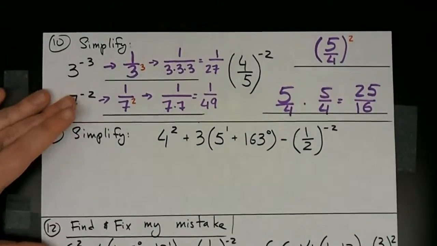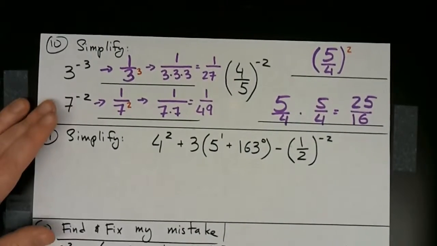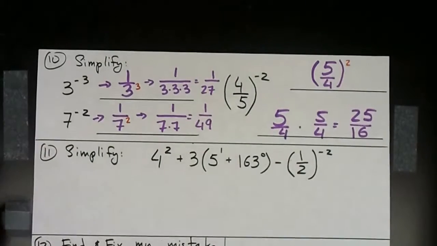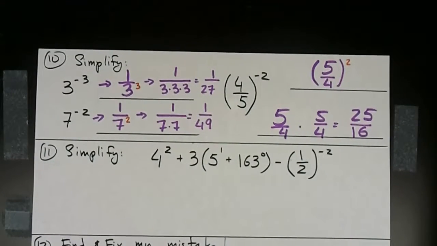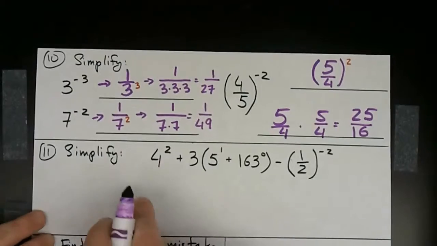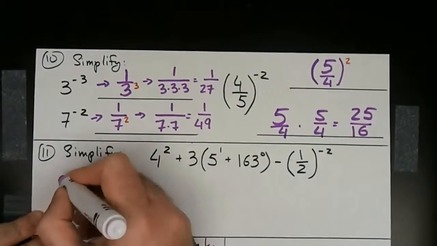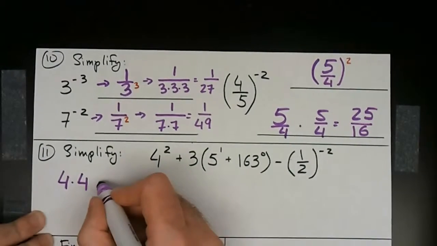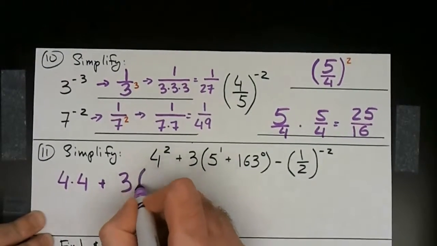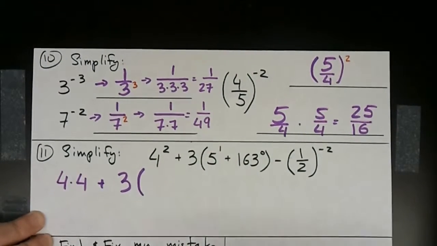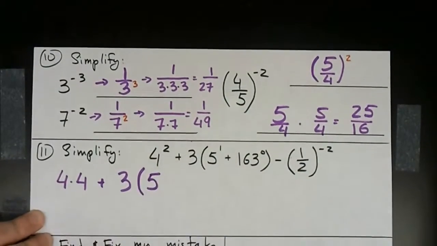Alright, let's take a look at number 11 next. In number 11, it's pretty simple. You have to simply crunch out the numbers one at a time. So it looks complicated, but if you do it one at a time, it'll be easy. So 4 to the second power, that's simply 4 times 4. Then we have plus 3 times, we're not going to do anything there, 5 to the first power. Anything to the first power is the number itself.